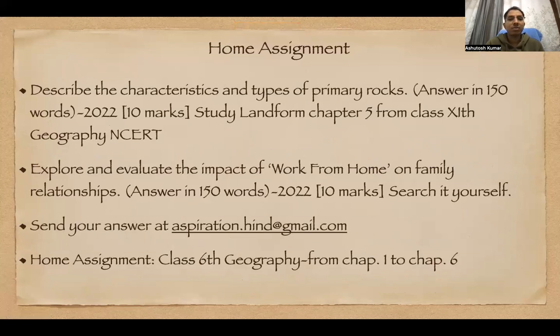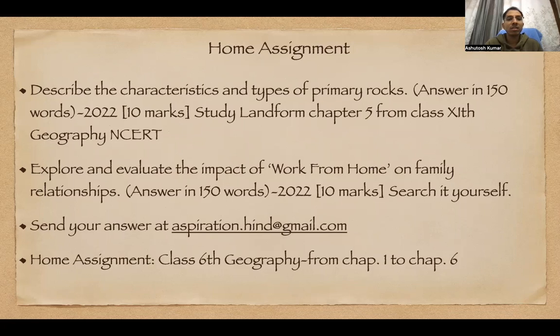I have asked these two questions that you should write and send to this mail ID. And second thing, you should read. If you do not know about these questions, then you should read the landform chapter 5 from class 11th geography. And at the same time, I will ask you to answer the second question, and that you need to find out yourself. Okay, I will provide the details later on.